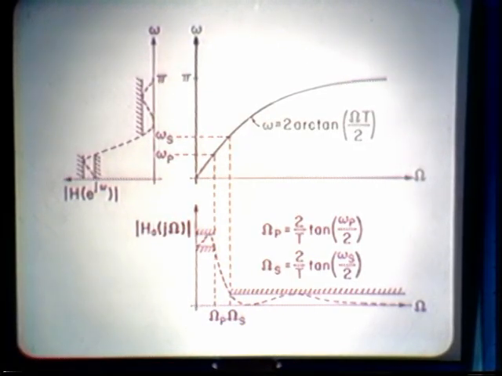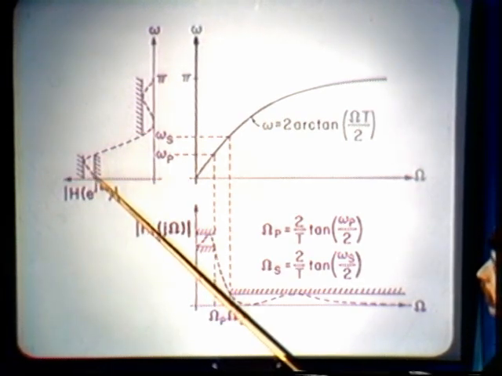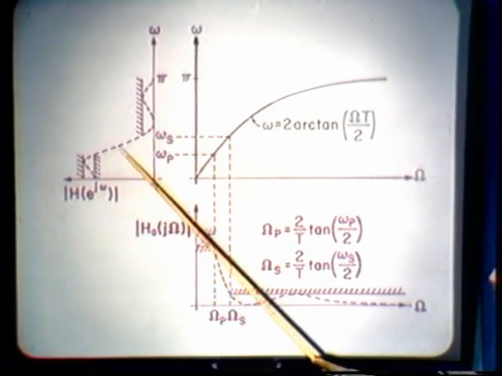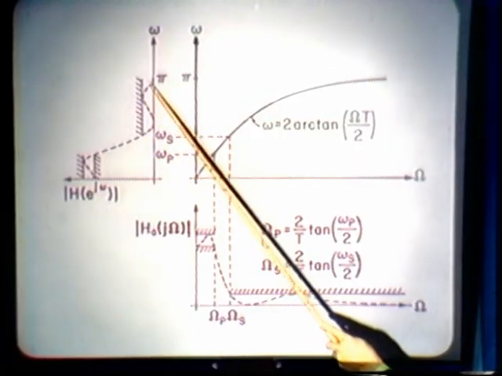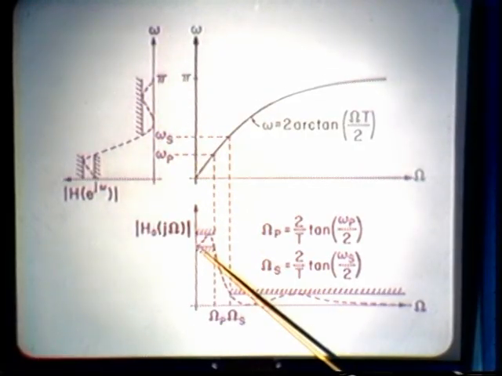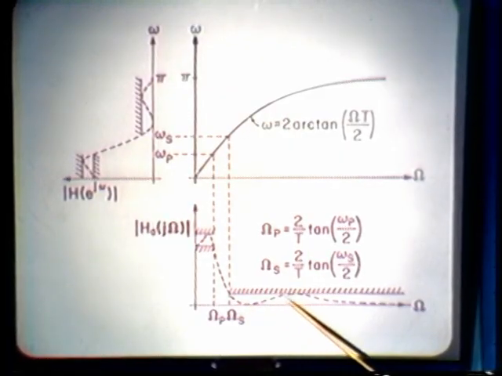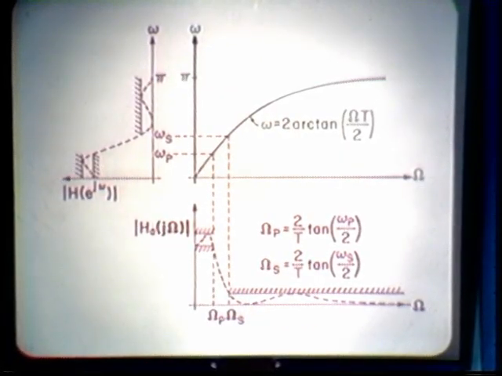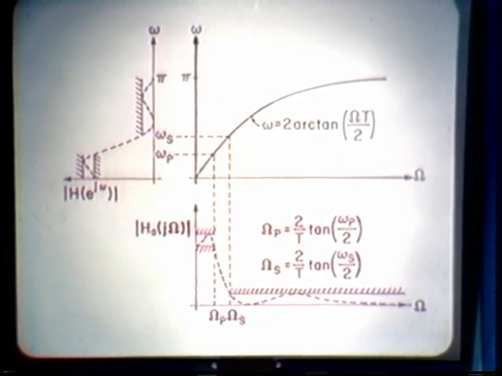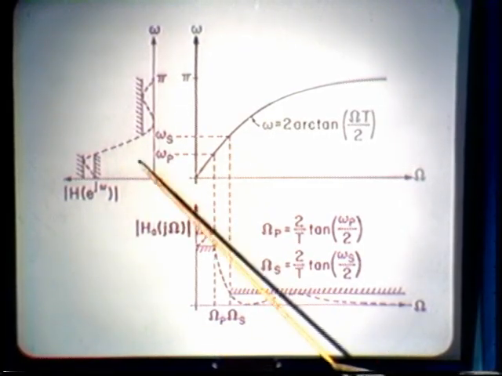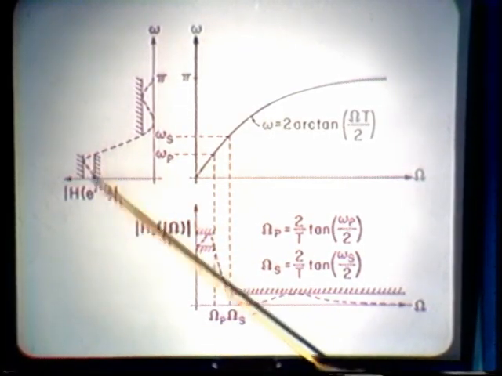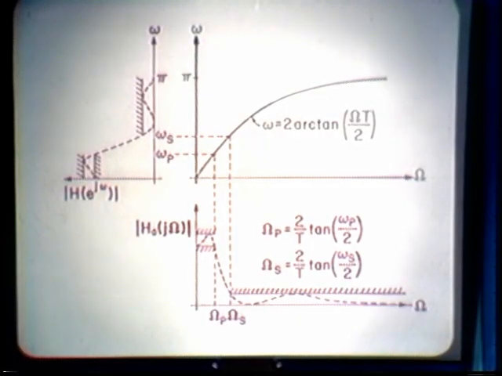Furthermore, notice that if, let's say, we had an optimum filter, which turns out to be equal ripple for the digital case, then that would correspond to an equal ripple filter in the analog case. Or said another way, if we were able to design an equal ripple analog filter, then mapped through the bilinear transformation, that would likewise result in an equal ripple digital filter.